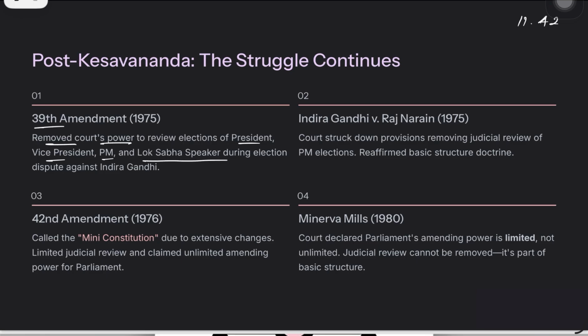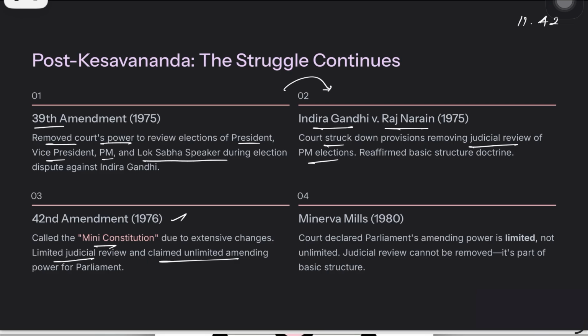This amendment was challenged before the court in the case of Indira Gandhi vs. Rajnarayan, 1975. The court in this case struck down the provision that took away the powers of the court to review matters regarding elections, and as a response to this, the Parliament came up with a new amendment called the 42nd Amendment Act 1976. So many changes were made through this amendment that the whole amendment is called a mini constitution. Through this 42nd Amendment, the Parliament again limited the court's judicial review and gave Parliament unlimited amending power over the Constitution.